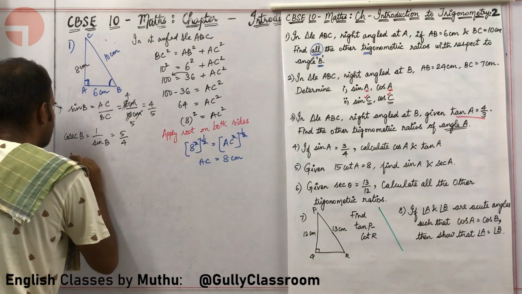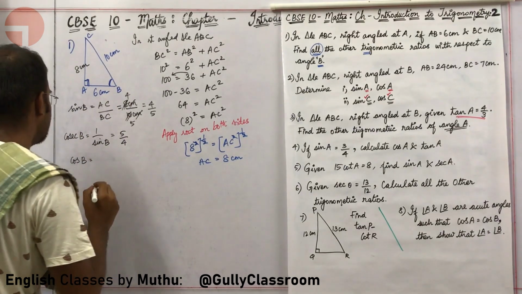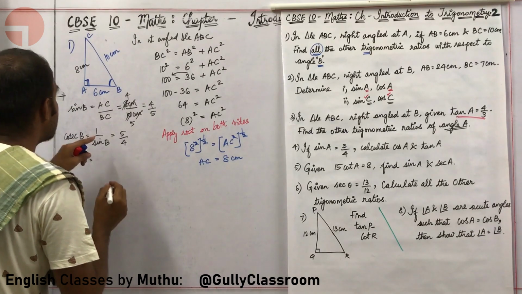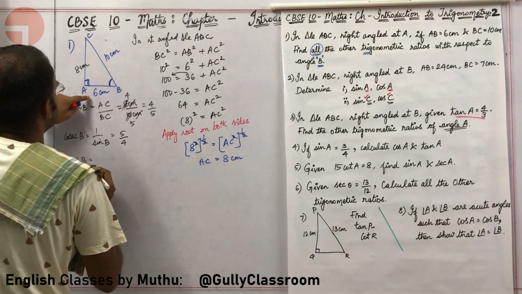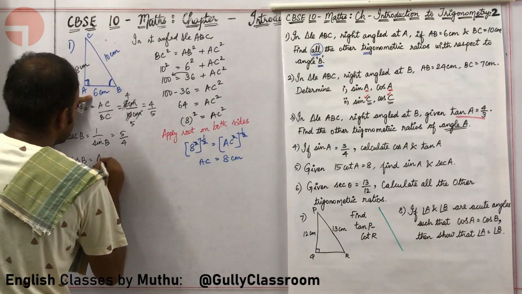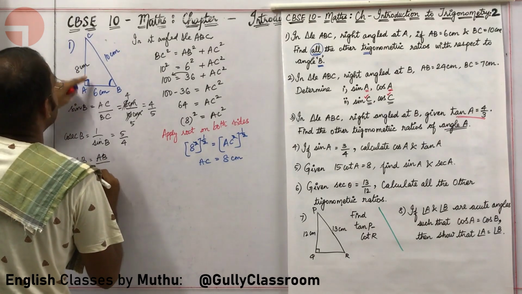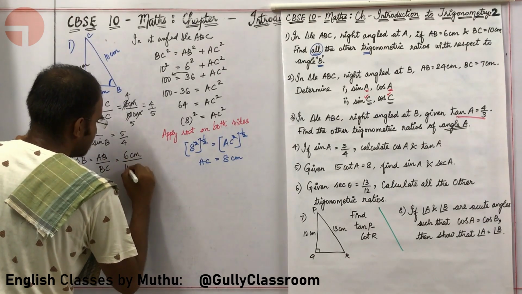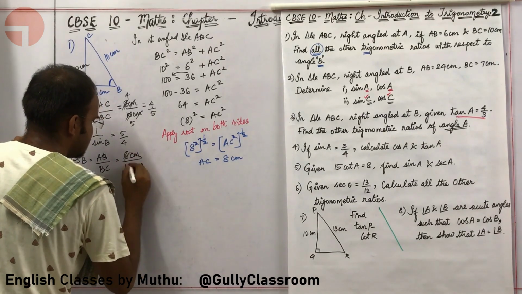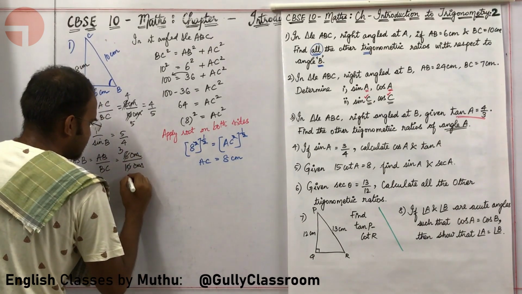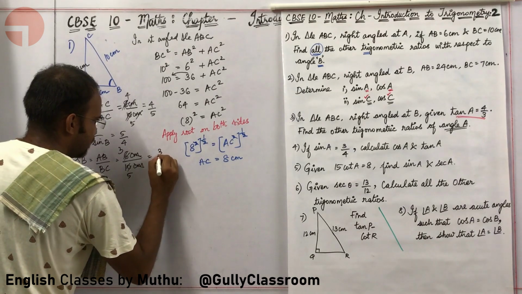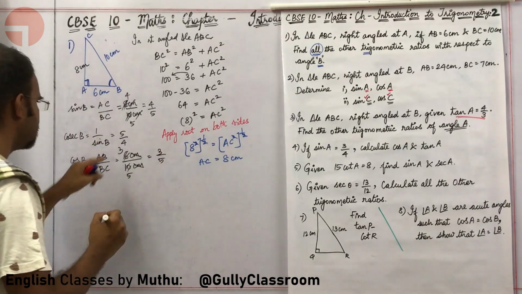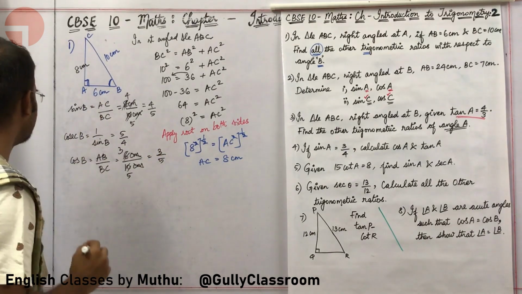Now let us try to understand the value of cos B. Okay, what is cos B? Adjacent side by hypotenuse. What is the adjacent side? Adjacent side here is AB, divided by hypotenuse BC. So AB here is 6 centimeter, BC here is 10 centimeter, centimeter will get cancelled, 6 and 10 will get cancelled and we will get 3 by 5. So the value of cos B is 3 by 5. Fine.